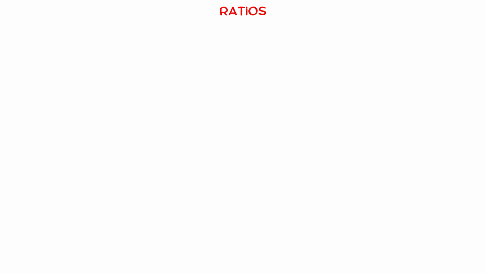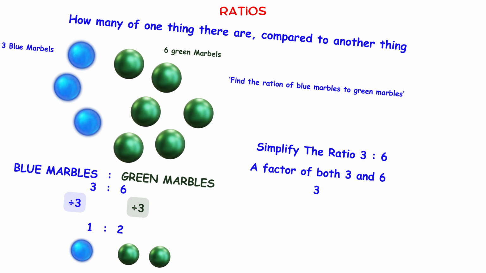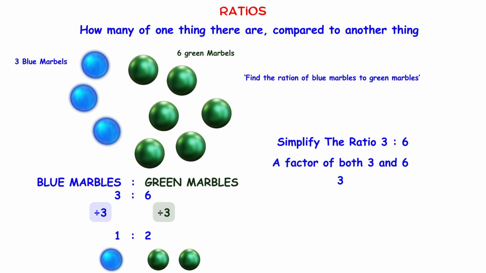In today's video, we're looking at ratios, so we're going to cover what they are and how we can simplify them. The first thing to say is that a ratio just describes how many of one thing there are compared to another thing. For example, if we take this group of marbles, we can see that there are 3 blue marbles here on the left and 6 green marbles here on the right.